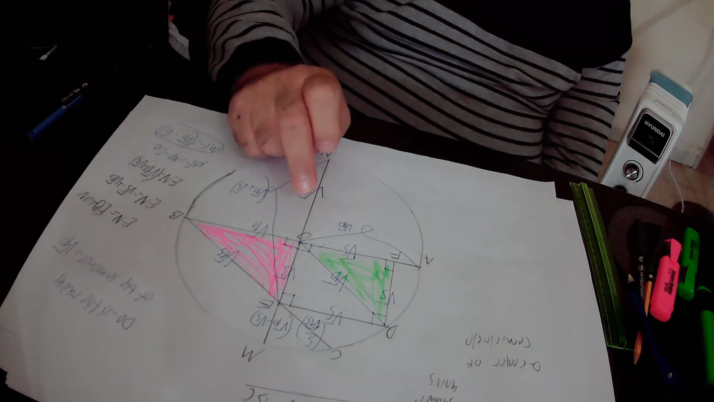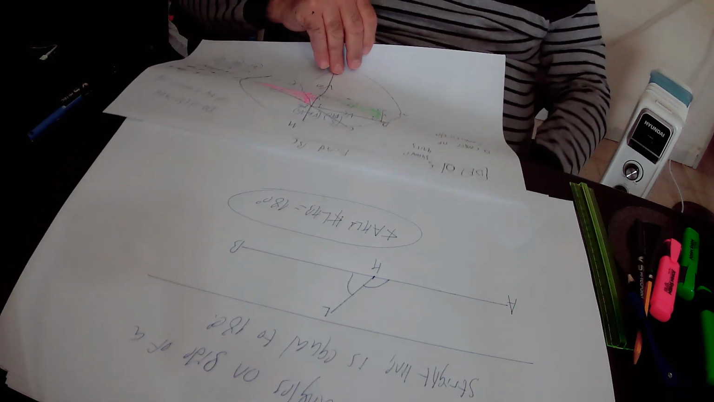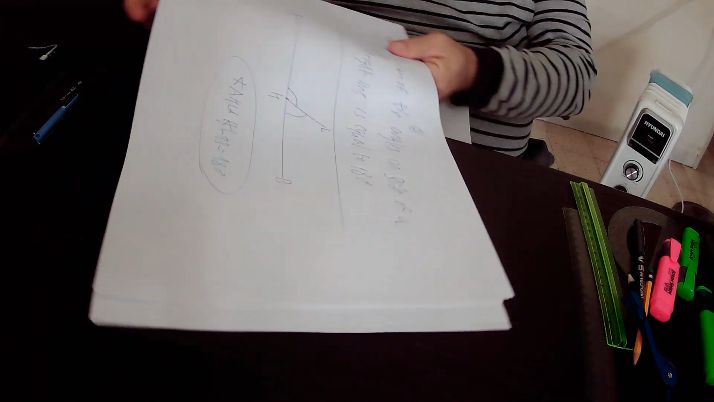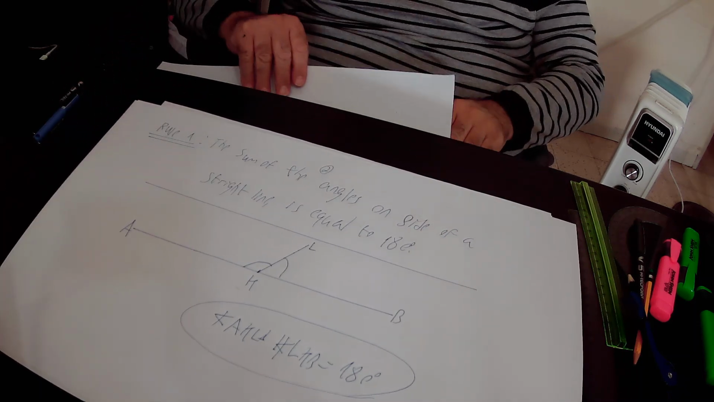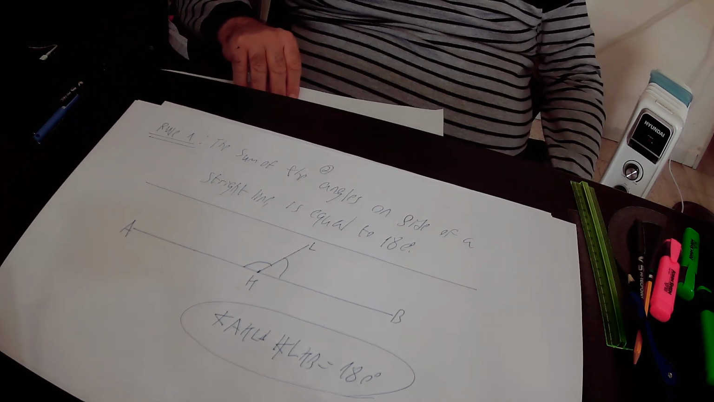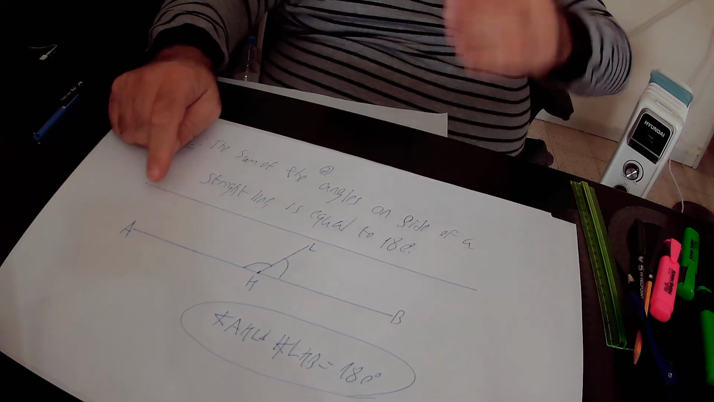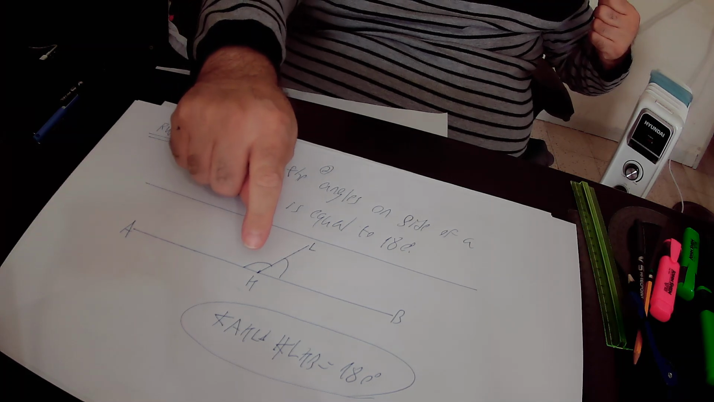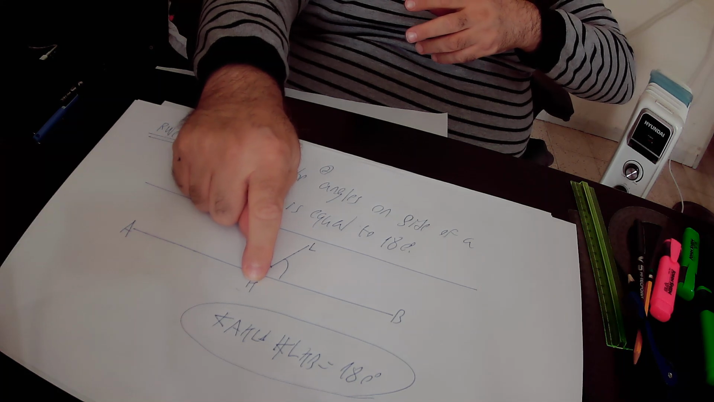Then I presented to you rule number 1 and we implemented rule number 1 in our drawing. According to rule number 1, the sum of the angles on one side of a straight line is equal to 180 degrees. So if AB is the straight line, we will choose any point on the straight line AB. For example, we choose this point that we define as point K.